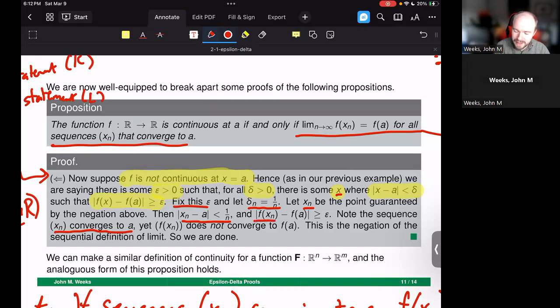However, f of x sub n is always epsilon away from the value of f of a, regardless of my choice of n, and that was something that was guaranteed by this part of the definition in the negating continuity. So f of x sub n does not converge to f of a.